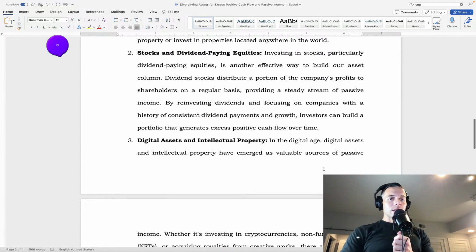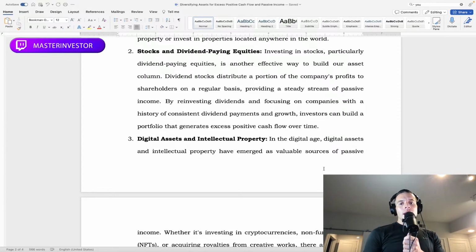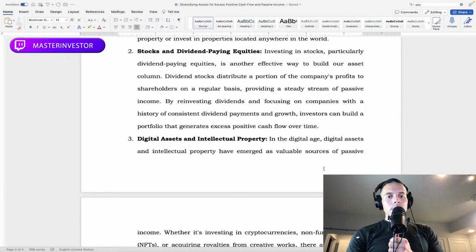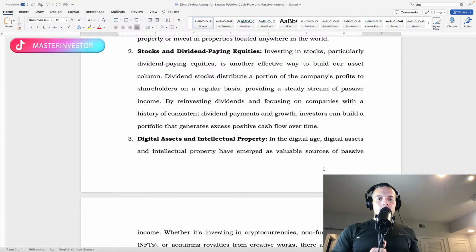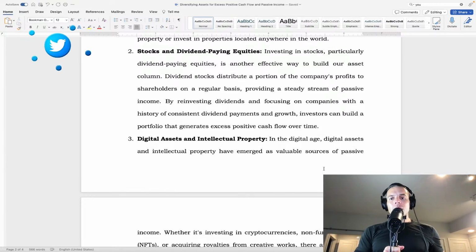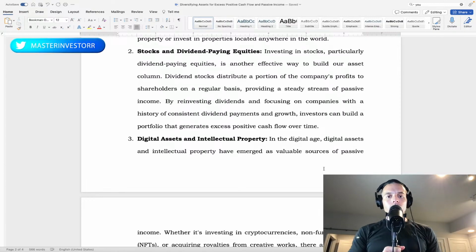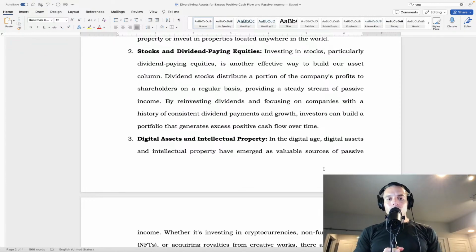Number 2, stocks and dividend paying equities. Investing in stocks, in particular dividend paying equities, is another effective way to build our asset column. Dividend stocks distribute a portion of the company's profits to shareholders on a regular basis, providing a steady stream of passive income.